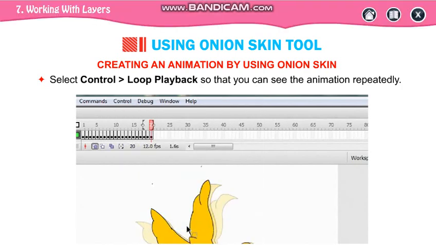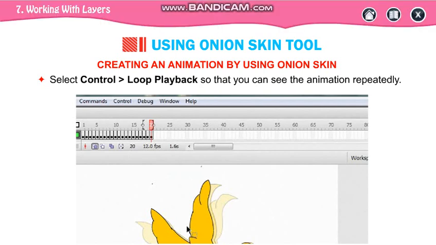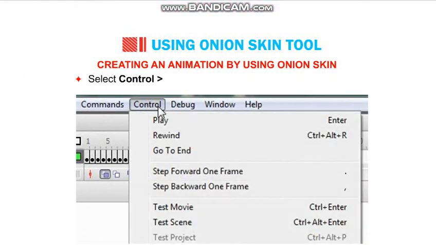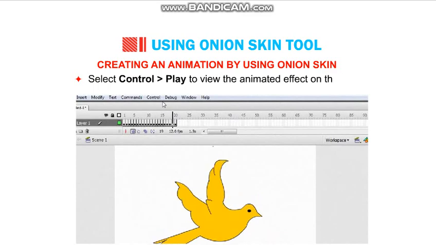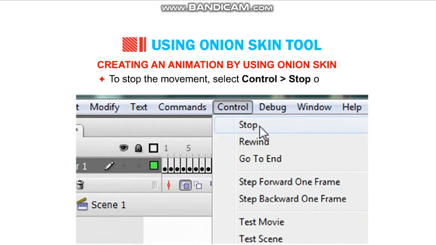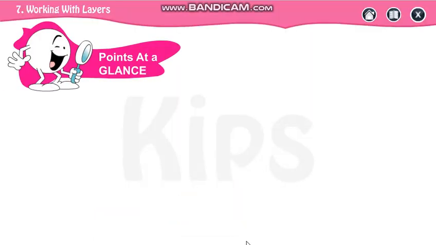Now you are going to do loop playback, so it will be repeatedly playing. Control, then play. See, your bird is flying. So this is your onion skin tool.